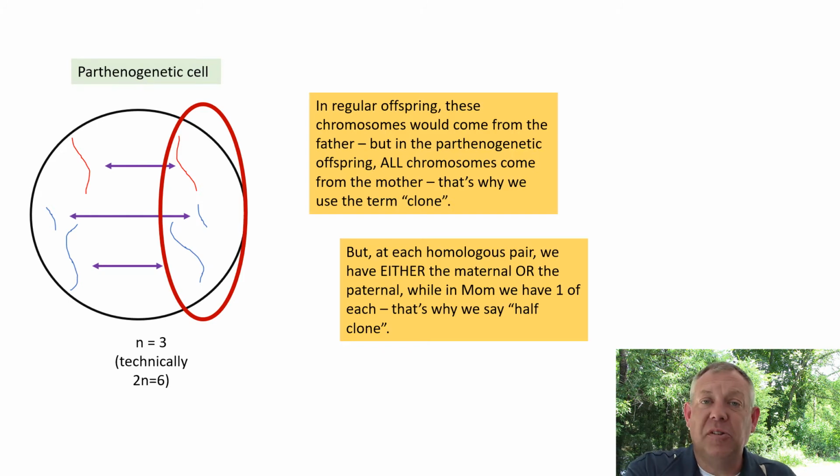Because of the way the meiosis worked, and because of the way the parthenogenesis worked, at every homologous chromosome, it's either the maternal chromosome or the paternal chromosome, but it's not a mix of both like it is in the mother. You see what I'm saying? So I think the clone part is because all the DNA comes from mom, but it's a half clone because it's not identical to the mother.